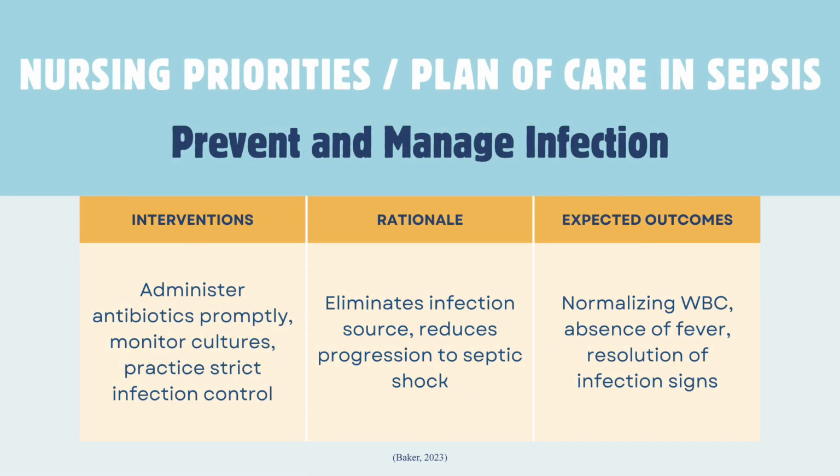In the nursing priorities and plan of care for sepsis, the next nursing priority is rapid infection control and elimination of the source. Interventions include administering antibiotics promptly, monitoring culture results, and maintaining strict infection control practices. These actions help eliminate the infection source and reduce progression to septic shock. Expected outcomes include normalization of white blood cell count, absence of fever, and resolution of infection-related signs and symptoms.